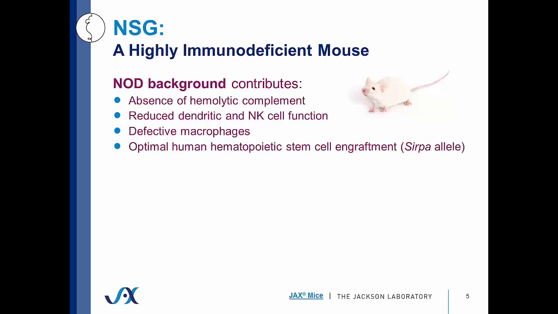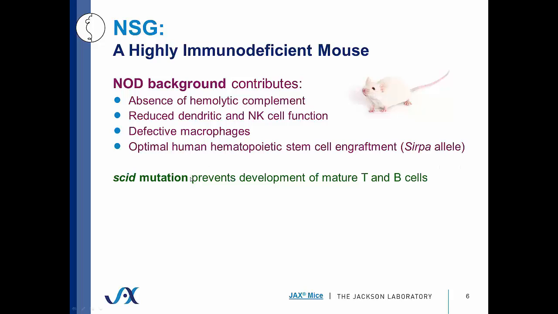contribute to this immunodeficiency. The first is the NOD background. NOD is the non-obese diabetic inbred strain from which NSG mice were created, and inherent to this strain is a deficiency in innate immune system, including the absence of hemolytic complement, reduced dendritic and natural killer cell function, defective macrophages, as well as the presence of the SIRP-alpha allele that allows for better human hematopoietic stem cell engraftment. And this will become important later when we discuss the ways that we make humanized mice.